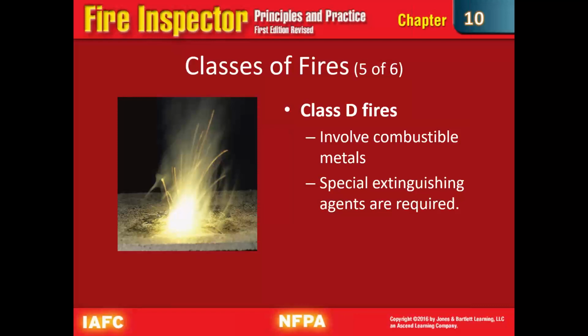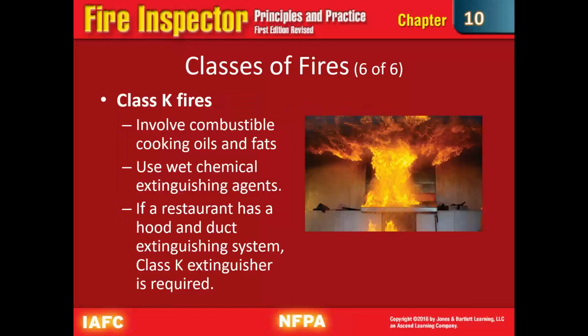All right, your Class D is going to be your combustible metals, and special extinguishing agents could be required on that. A lot of times you may see that in different processing operations, machine shops, stuff of that nature, where they would have to have a fire extinguisher specific to Class D. All right, your Class K, like I was saying, they're used in commercial kitchens, and that's for the cooking oils and deep fat fryers. It uses a wet chemical agent, and like I said earlier, a restaurant has a hood. They're required to have a Class K in the kitchen to supplement the hood system and the ANSUL system.